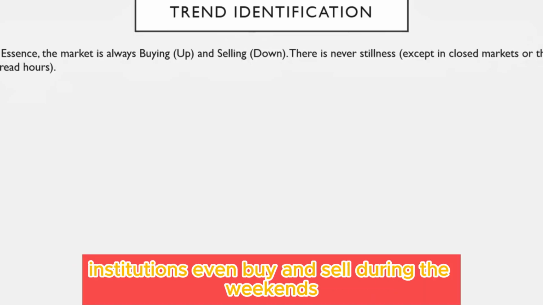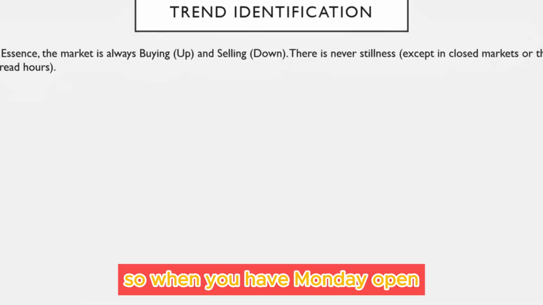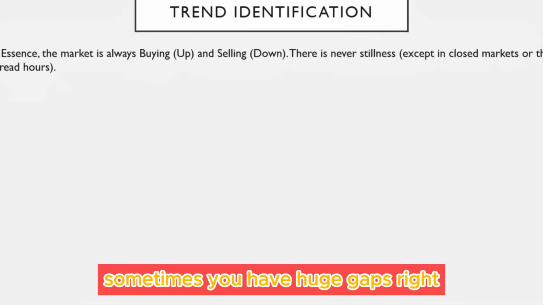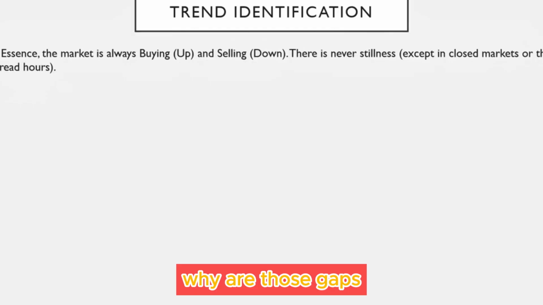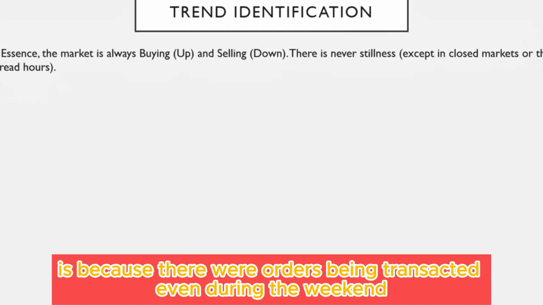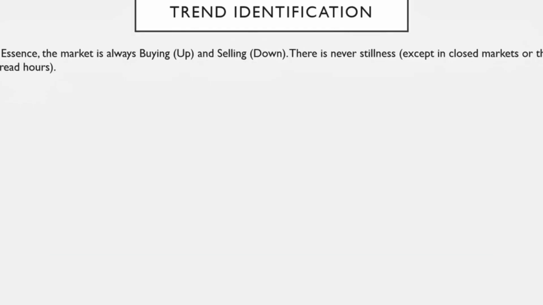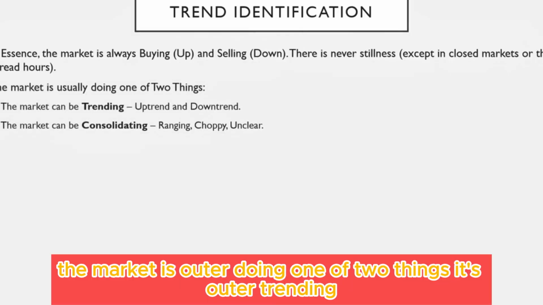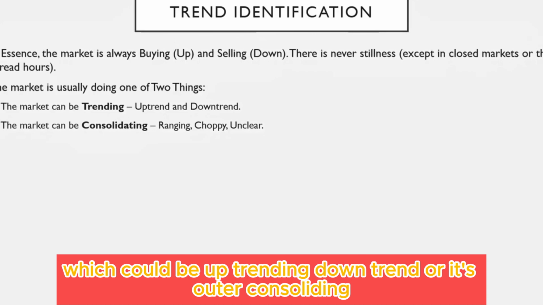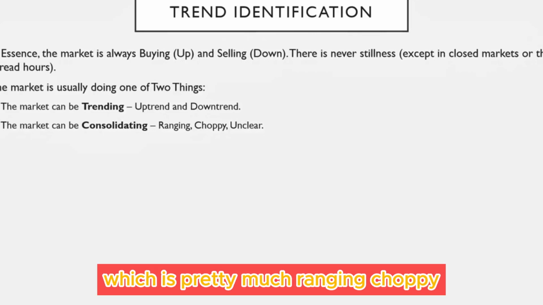Institutions even buy and sell during the weekends. So when you have Monday open, sometimes you have huge gaps, right? Why are those gaps? Is because there were orders being transacted even during the weekend, right? So usually, again, the market is either doing one of two things. It's either trending, which could be uptrend or downtrend, or it's consolidating, which is pretty much ranging, choppy, unclear price action.